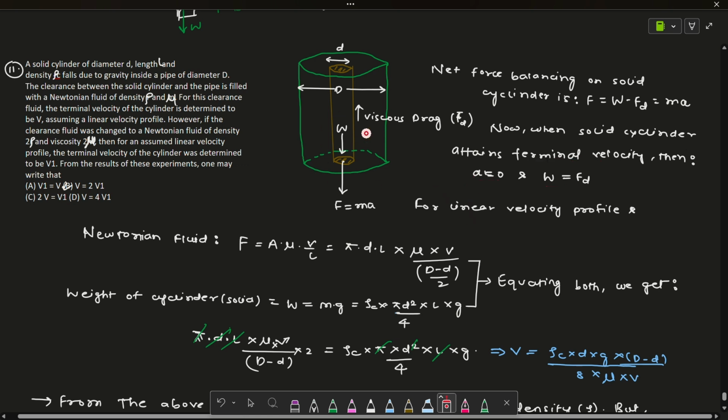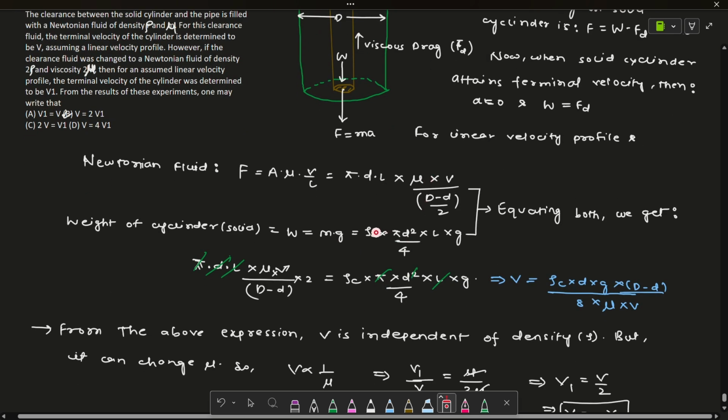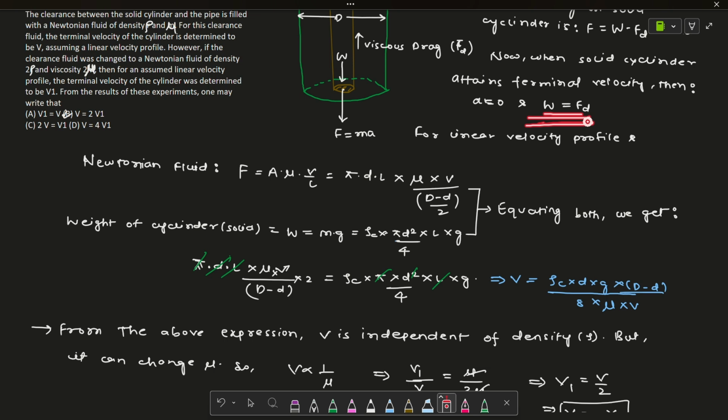For a linear velocity profile and Newtonian fluid, we use the same formula, F equal to mu into A into V by h. The area we can find as pi into D into L, and mu into V, and the gap is capital D minus small d by 2. This is capital D, this is small d, and this distance is that one. The weight of the cylinder can be found as m into g. Mass is rho into volume, so rho into area into length, into gravity. Both should be equal for attaining the terminal velocity.